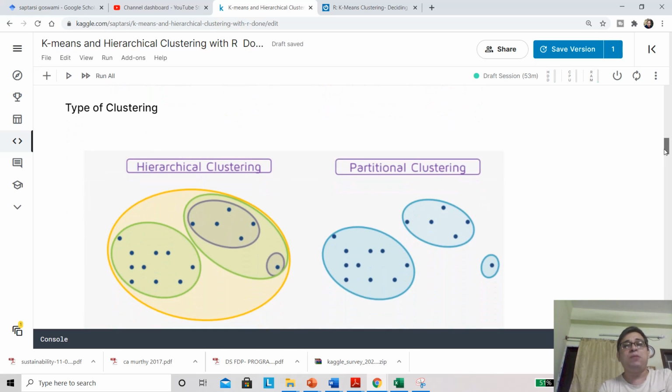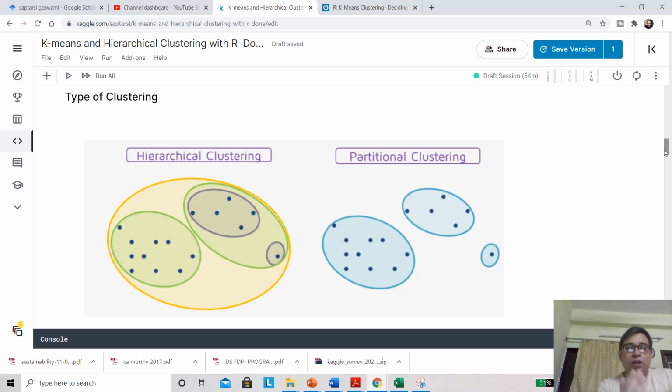Now let's look at types of clustering. There are several ways to divide clustering algorithms, but we look at one way where we say one set is hierarchical clustering and another set is partitional clustering. If you look at this particular diagram, where the individual blue circles are observations, partitional clustering partitions all the observations. These are different partitions and they are non-overlapping. So K-means is a partitional clustering algorithm.